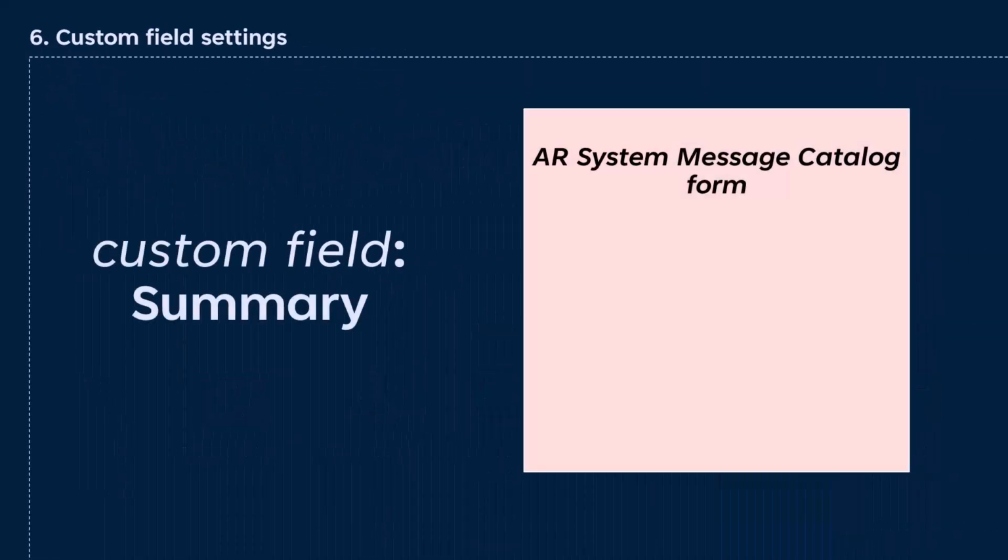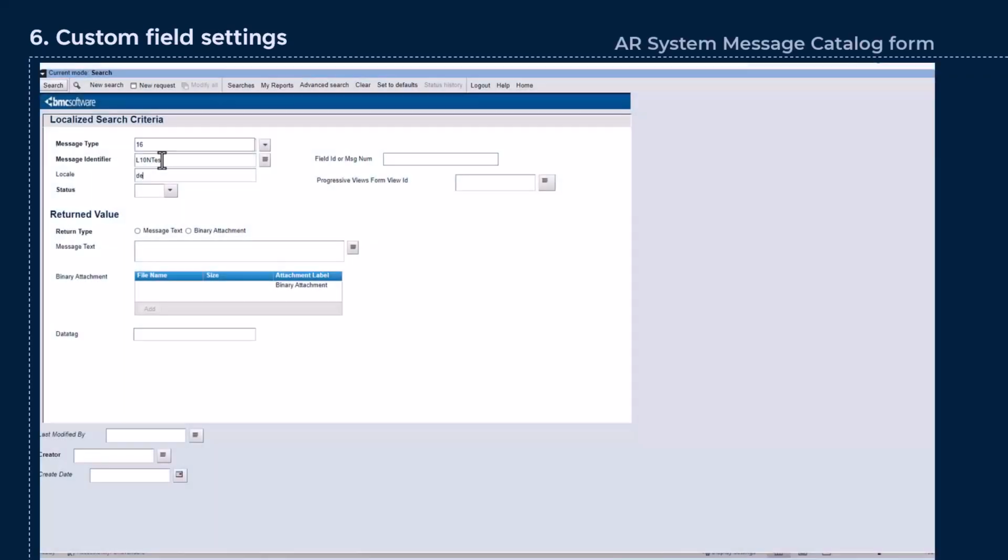If you need to localize a custom field, this section is for you. For example, if you want to localize a custom field called Summary, you must create an entry in the AR System Message Catalog form. Open the AR System Message Catalog form and create a new request.